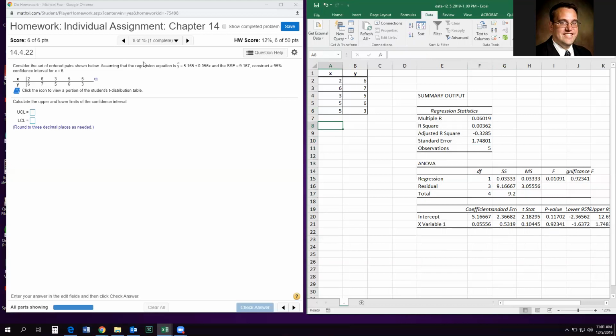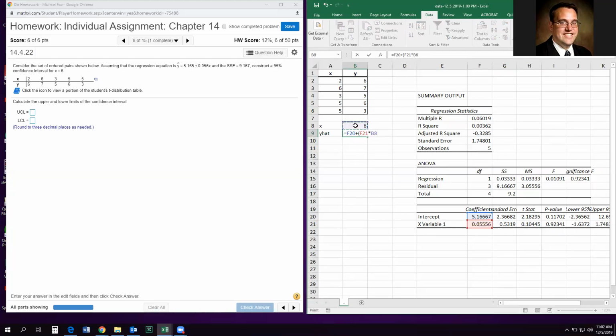So we know that we're constructing this confidence interval for an x value of 6. So I'll start with that. My x is equal to 6. And we know that we're going to need our y hat. That's this little thing, y with that little hat on top of it, which is our predicted value of y for our given value of x. So all we do for y hat is say it equals 5.165, or I can take this number right here, plus 0.556 times our value of x.